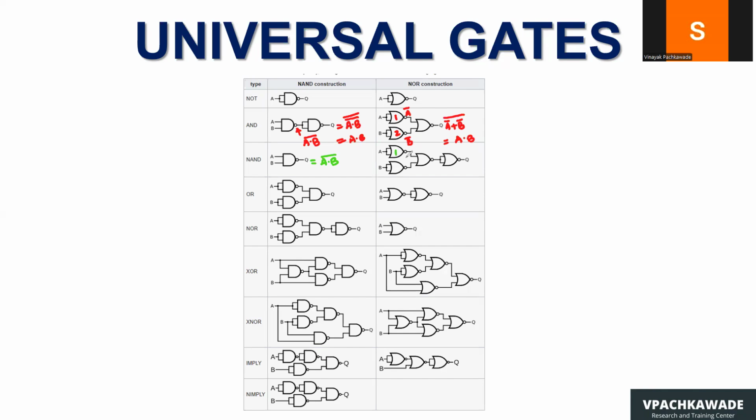You have gate number one, output here is A bar. You have gate number two, output here is B bar. And then gate number three, the output here is A bar or B bar, and then take a complement, which is nothing but, you can see that we have solved it here. That would be A and B, simply by De Morgan's theorem.